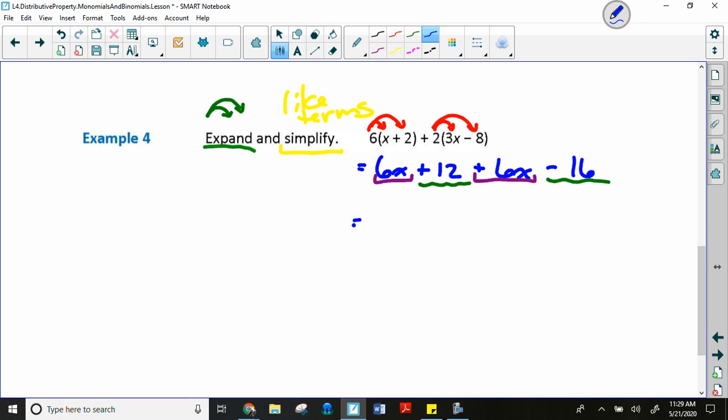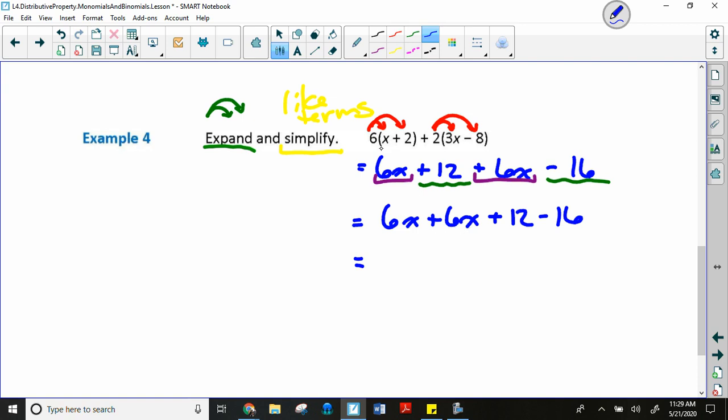So we can put our like terms together. We'll take the 6x, and I'm just taking this purple 6x and I'm moving it over here. And then the positive 12 is right here, and I'm taking this negative 16 and I'm just putting it at the end. Okay, so 6x plus 6x.